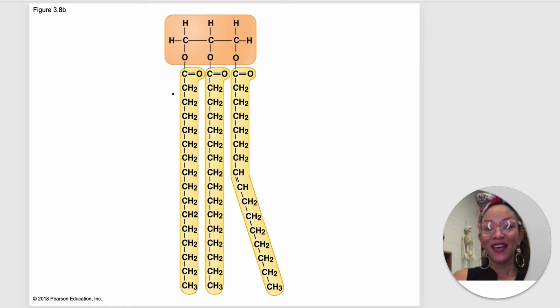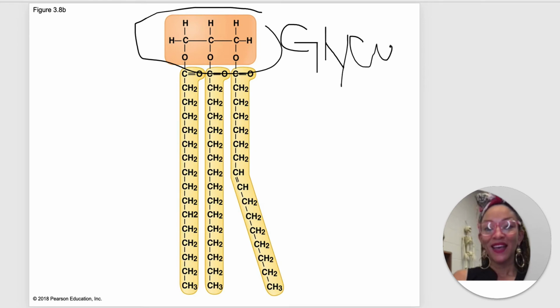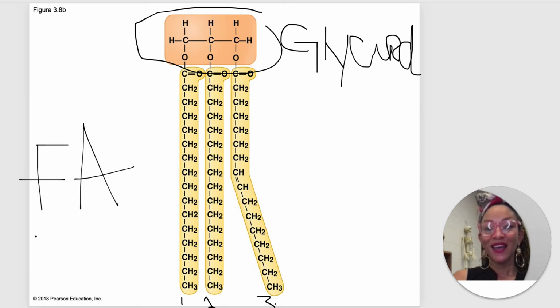Okay, so right here we have a picture of a triglyceride. So right here, this is our glycerol head. I'll write that in. So glycerol. You can see that. And then we have three fatty acid tails. And I'll put FA for fatty acid and then tails. Okay, so triglyceride.